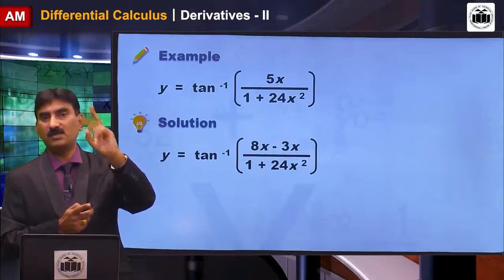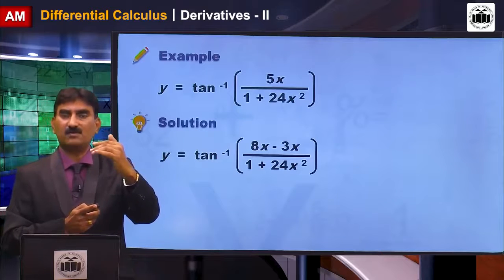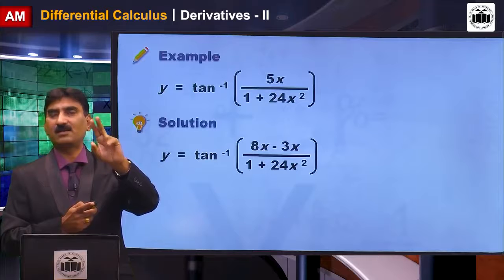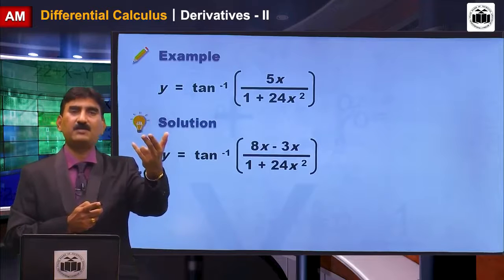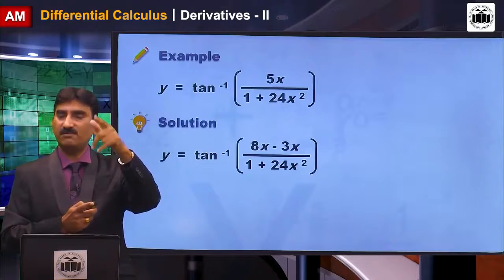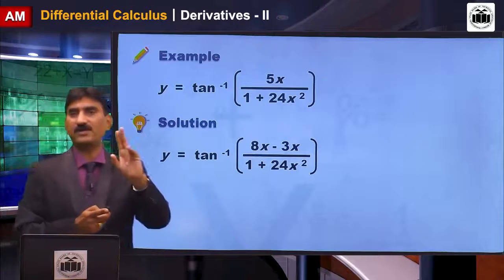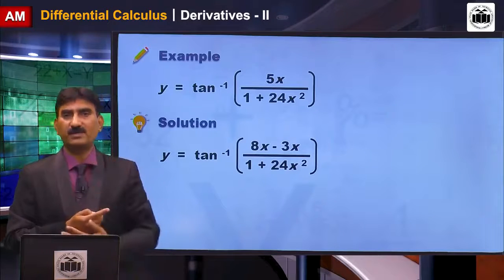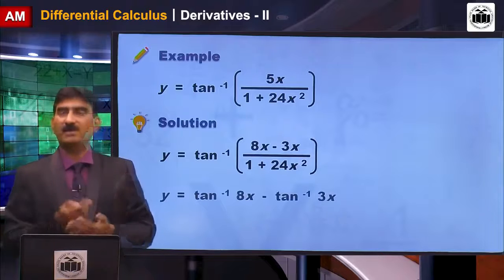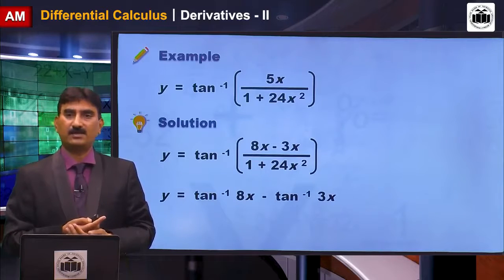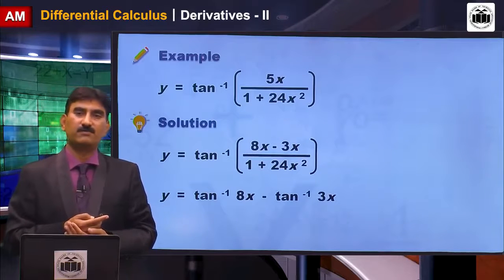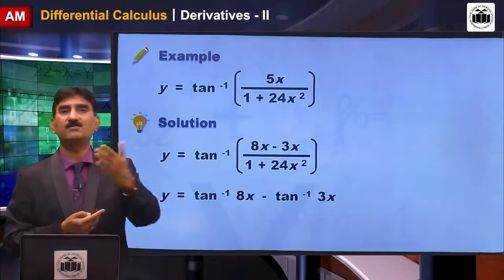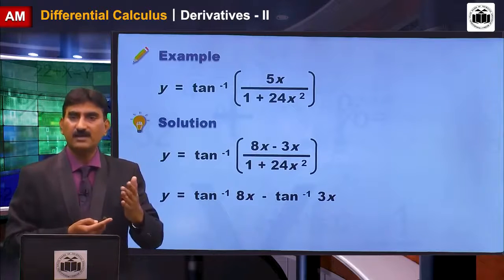अगर आप ये think नहीं करोगे तो ये problem solve नहीं कर पाओगे. तो 24 और 5 आपको ऐसे दो वैल्यूज सिलेक्ट करना है कि जिसका मल्टीप्लिकेशन 24 है और उसका सब्ट्रैक्शन 5 है. सो इंस्टेड ऑफ 5x we write down 8x minus 3x, and instead of 24x square, we write down 8x into 3x. So finally, by using the rule, we say that y equal to tan inverse of 8x minus tan inverse of 3x.